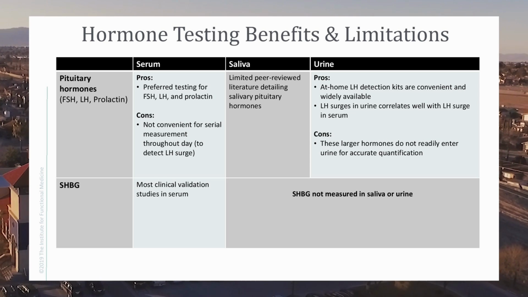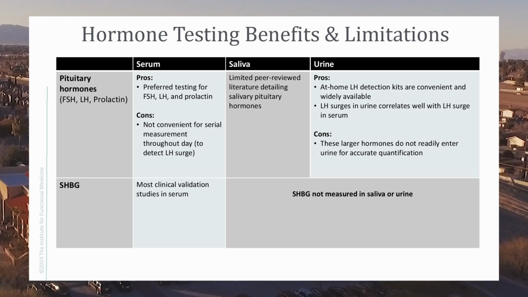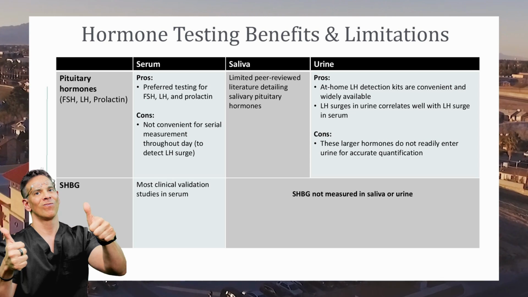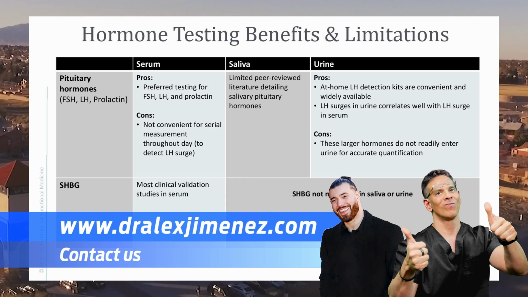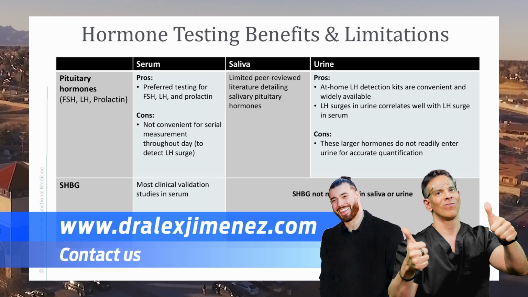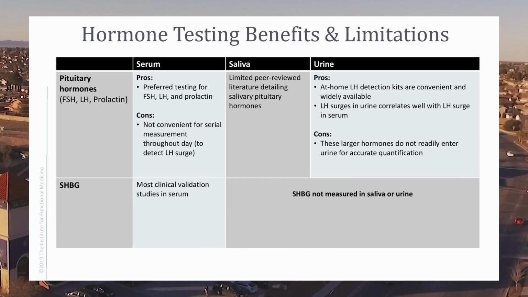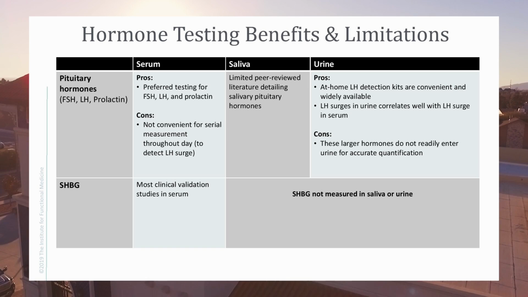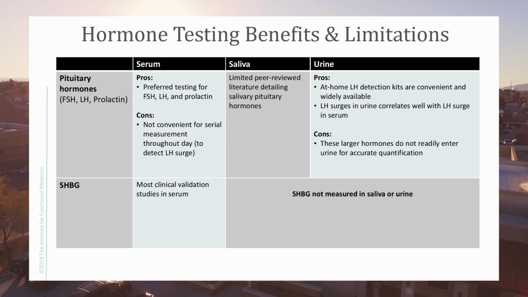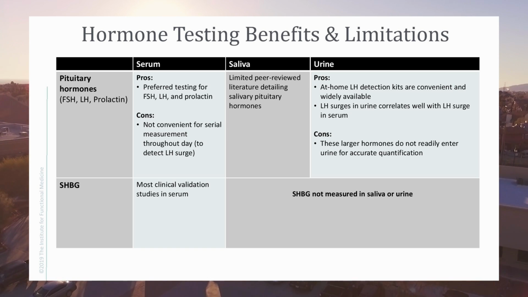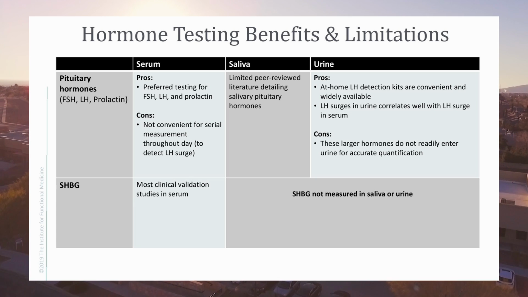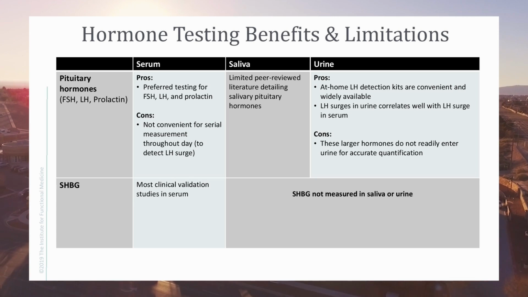Now in urine, at-home LH detection kits are convenient. They're widely used. They've been around a long time. The LH surge in the urine correlates well with the LH surge in serum. So if you're trying to help people figure out where they are in their cycle and whether or not they've ovulated, then urine is the way to go.